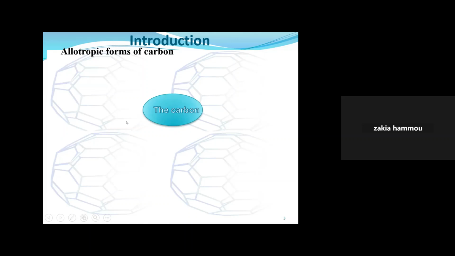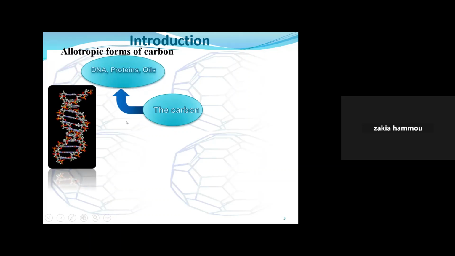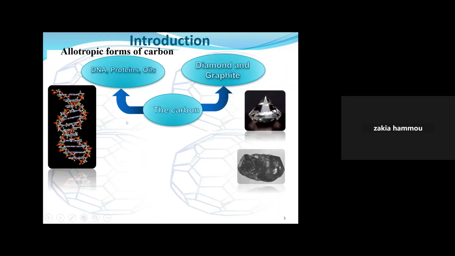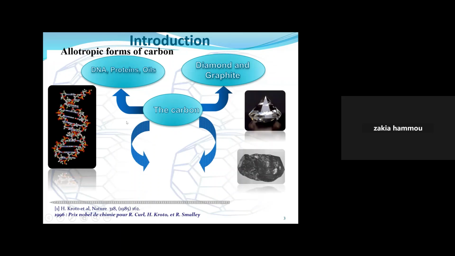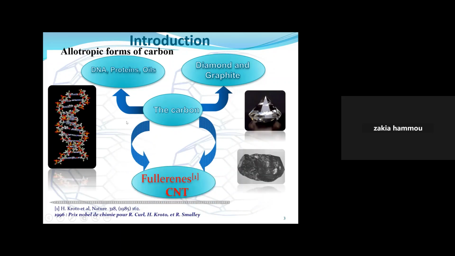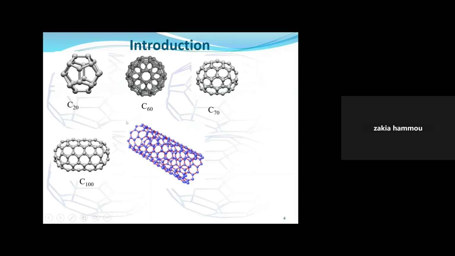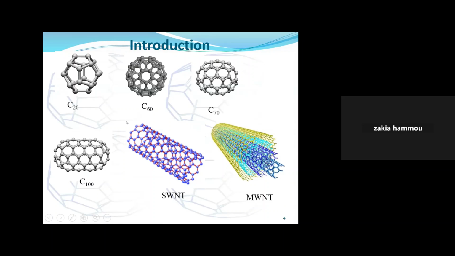Carbon is a chemical element that has several aspects and is present in all living organisms, such as DNA, proteins, and oils. In its pure natural state, carbon exists in two crystalline forms, diamond and graphite. This situation changed prominently in the 1980s with the discovery of the third allotropic form of carbon by scientists. This molecule can contain 10 to 100 carbon atoms in the form of cage or tubular geometry, such as single-wall nanotubes or multi-wall nanotubes.